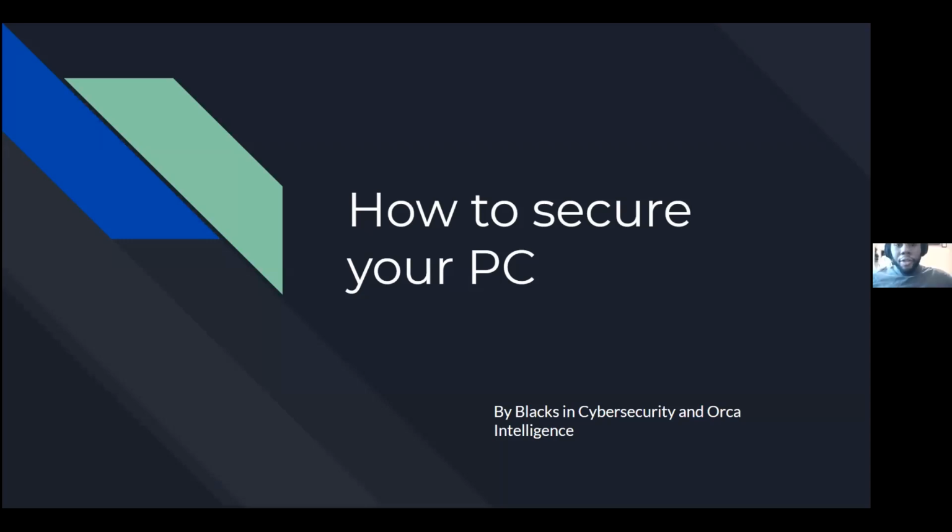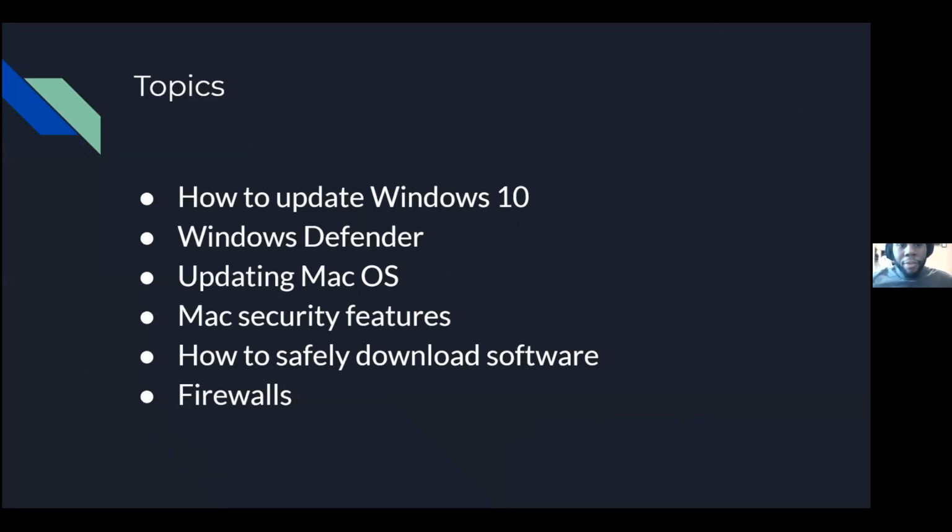Sure. So we're going to be talking about how to secure your PC. We have a rundown of a few things that we're going to go through. We're going to cover a few different topics. The first one being how to update your Windows 10 machine. So we're going to go through Windows 10, some of its built-in security features such as Windows Defender. Then we're going to go into Mac OS, as well as Mac OS's built-in security features, how to safely download software, and going into firewalls at the end. And as well, time for questions, comments, anything.